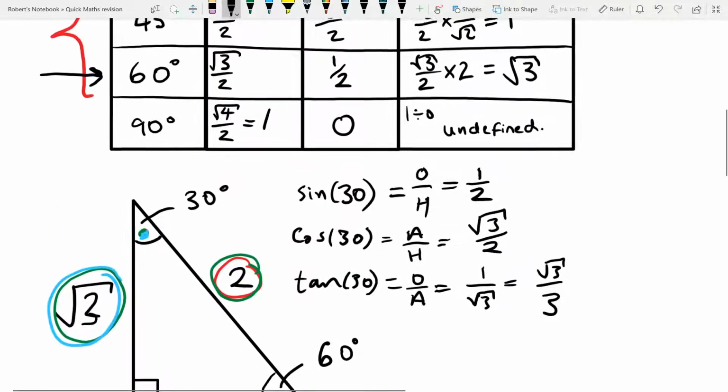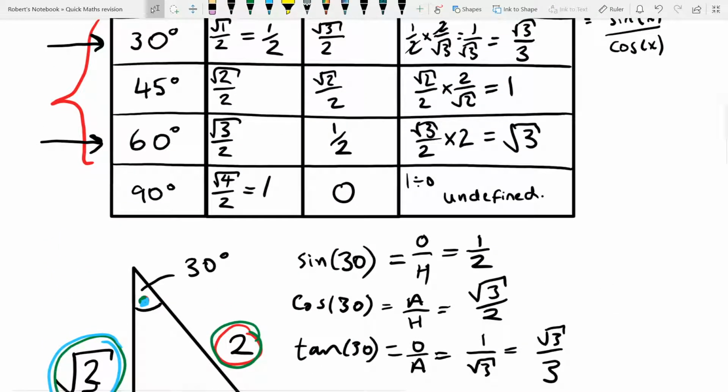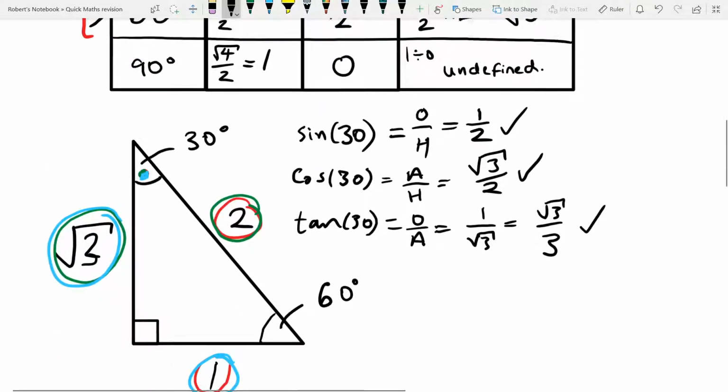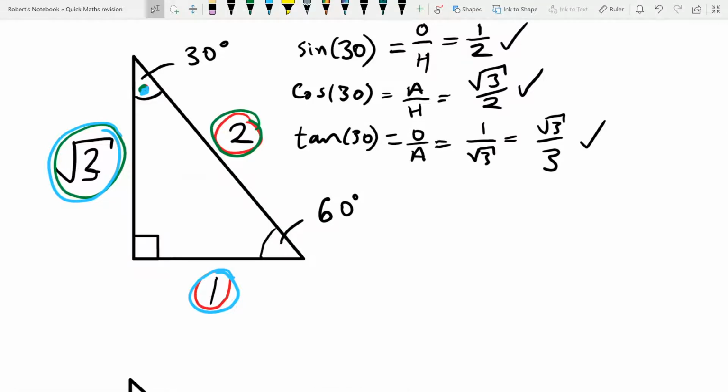Let's just do a quick check. Sine of 30 is a half, cos of 30 is root 3 over 2, and tan of 30 is root 3 over 3. So that's right. That's good. Now we've looked at the 30-degree angle, and instead we'll take a look at the 60-degree angle.